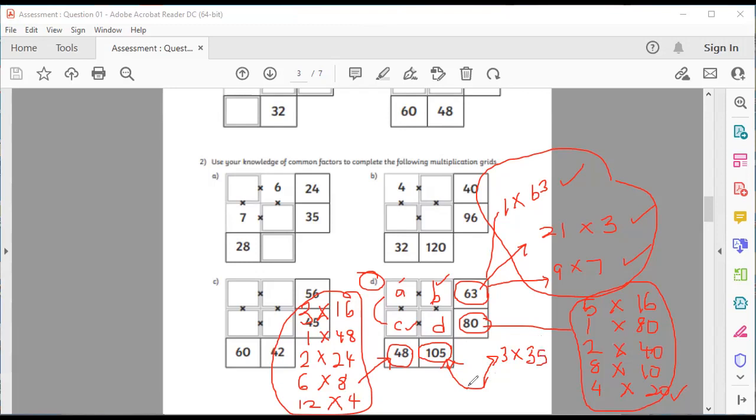Okay, can 105 divide by 4? I don't think so. No. Can 105 divide by 5? 5 times what? 5 times 21. Okay, 21. Then can 105 divide by 6? No. Divide by 7? Yes. 7 times how many? 7 times 15. 15. Okay, good.